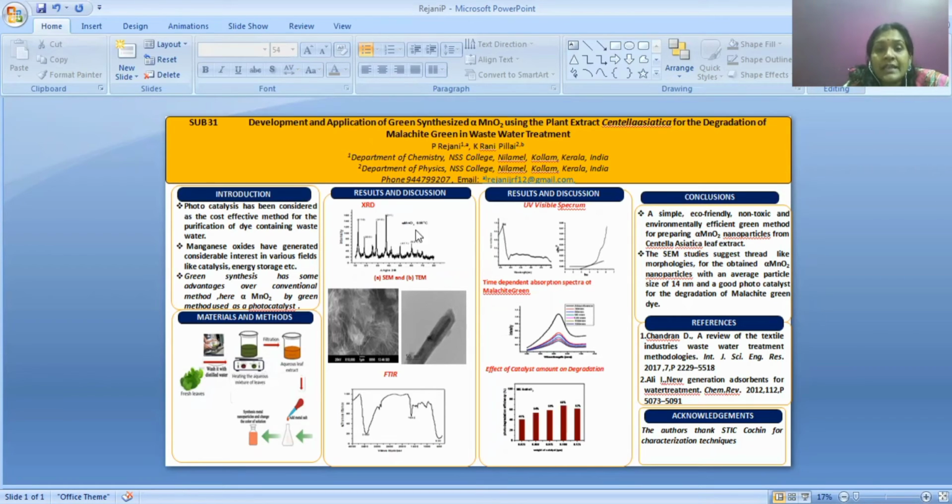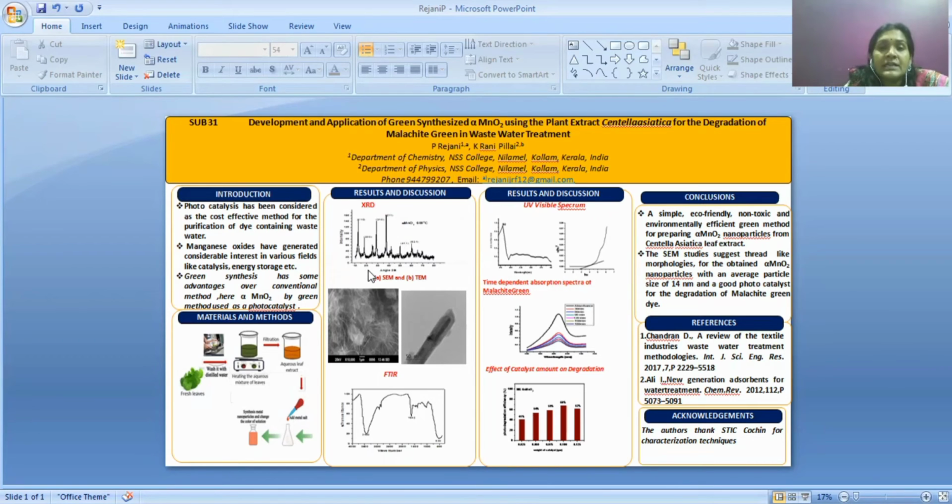And this is the XRD pattern of the obtained material. From the XRD pattern, it is clear that the obtained material is alpha MnO2. All the peaks agree well with the reported JCPDS files, and no additional peaks are there. All these agree with alpha MnO2. So the obtained material is alpha MnO2.